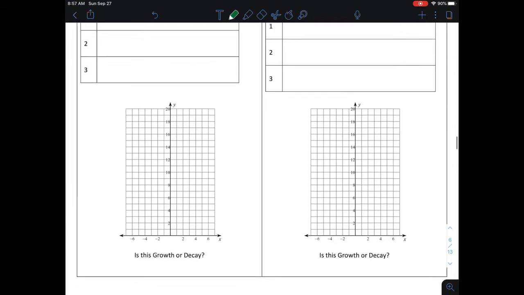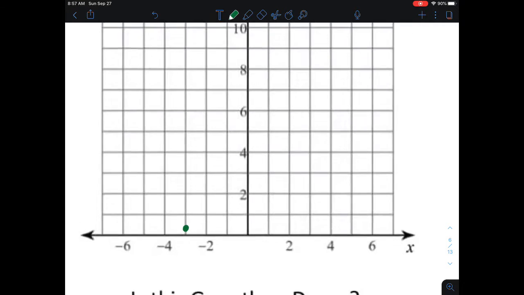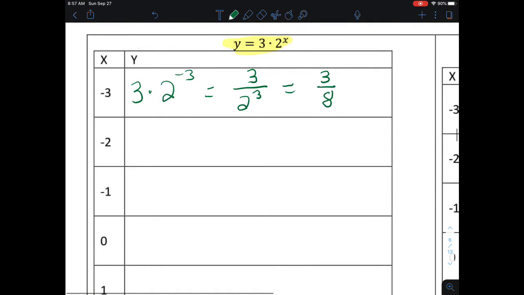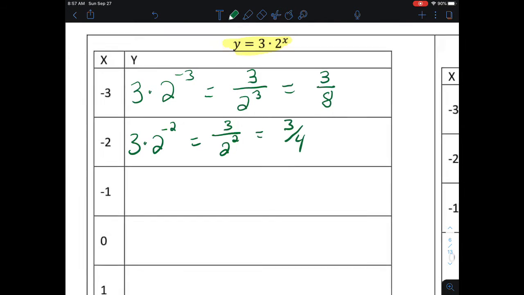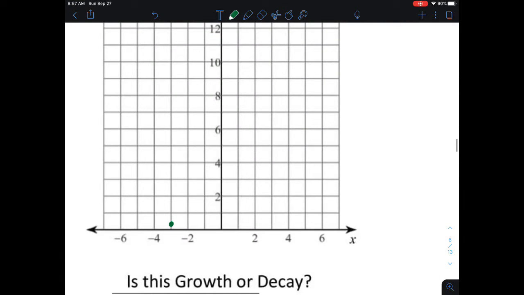So I'm going to go put that on my graph. So -3, and then 3/8. Well, 3/8 is almost a half, but it's not quite there. So I'm going to go right about in here. Now we'll go to the next one. All right, so -2 goes in now. So I have 3 times 2 to the -2nd power. So that makes 3 over 2 to the 2nd power, which is 3/4. All right, so at -2 we get a dot at 3/4, so something about right there.